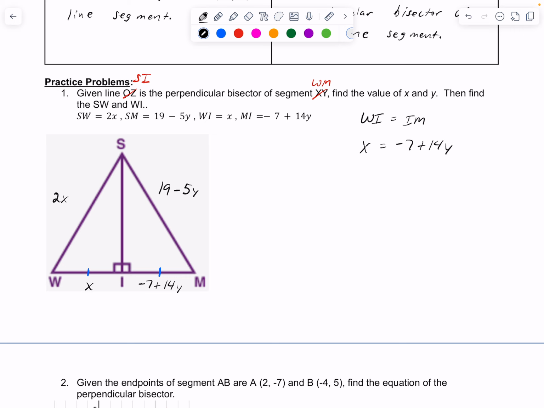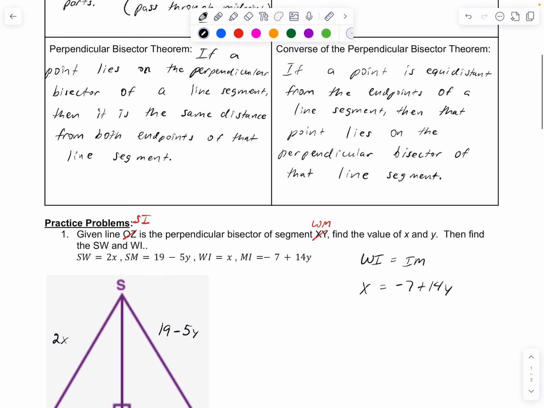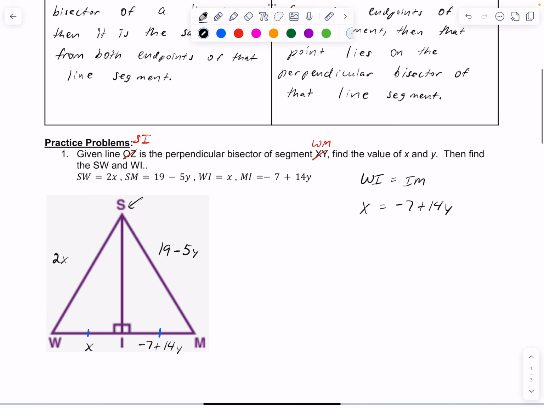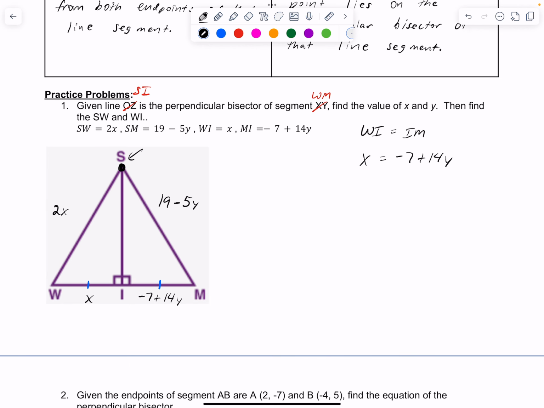The next one that I wrote is based on the perpendicular bisector theorem. If a point lies on the perpendicular bisector, so this point is S right up here, then it is going to be the same distance to each of those endpoints. So essentially, I'm saying that this distance should be the same as this distance.